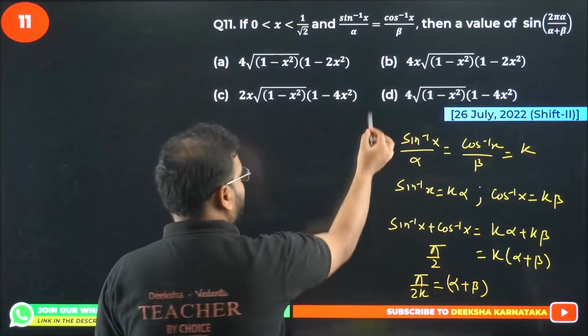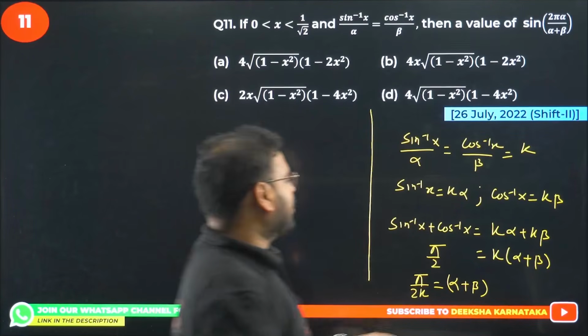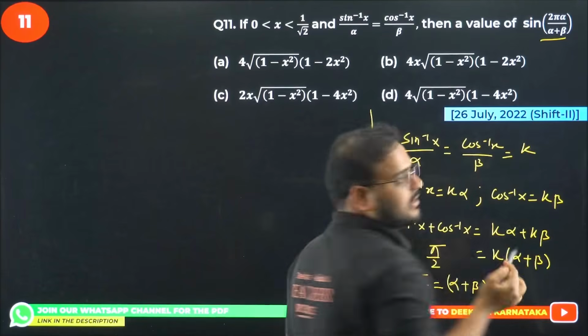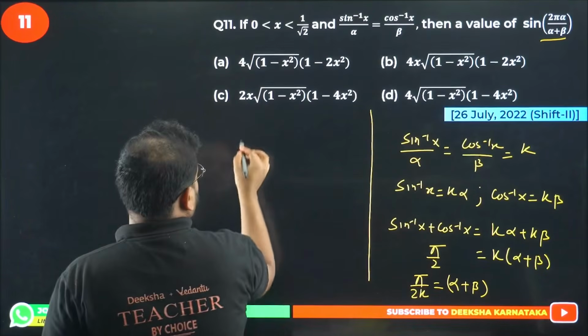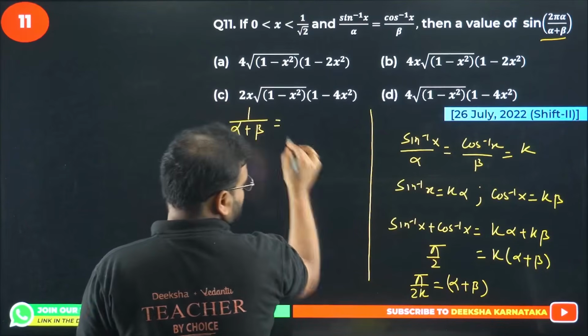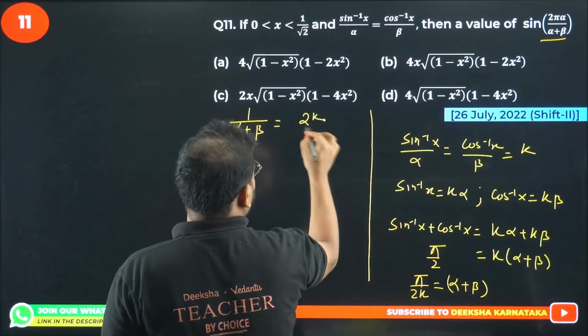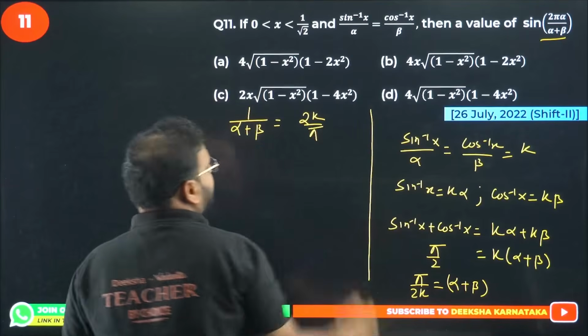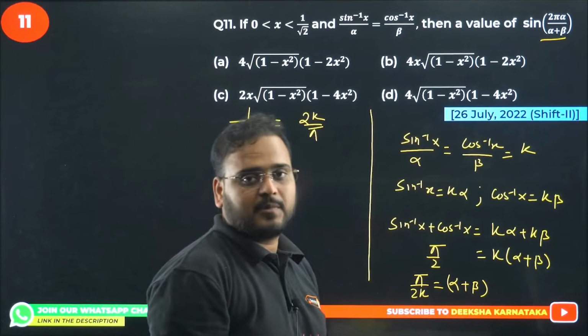So far so good. Now I want alpha plus beta in the denominator. Please check, in the denominator. So I'll take the reciprocal on both sides. So I'll end up with 1 by alpha plus beta equals 2k by pi. Works.